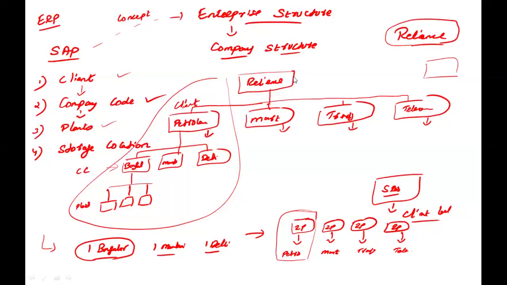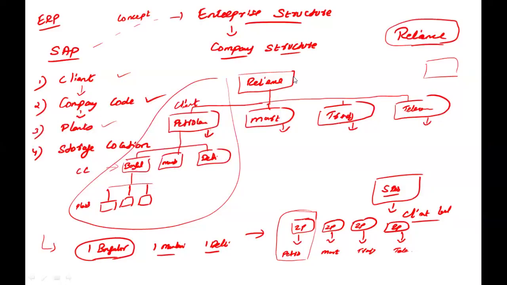Okay, and then we took an example saying that Reliance is a client, and under Reliance we have four industry sectors. One is petroleum, one is mart, one is trends, and one is telecommunication. And all these are different industry sectors. There is no difference of currency, but the business needs to have the revenue calculated based on these sectors. So we divided this into company codes.